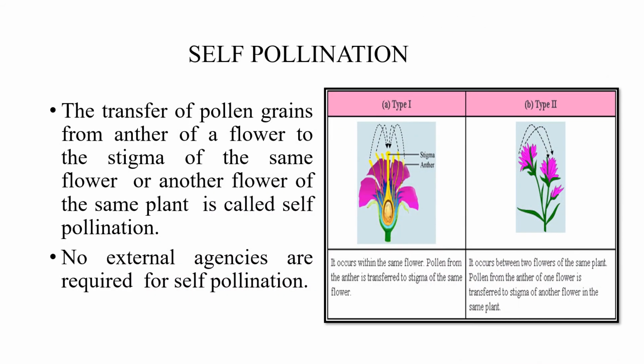Self-pollination. The transfer of pollen grains from anther to the stigma of the same flower or another flower of the same plant is called self-pollination. In this diagram you can see the first type of self-pollination: the pollen from the same flower to the stigma of the same flower. Here the pollen from one flower to the stigma of another flower. So both are called self-pollination. Here two different flowers, but there in the same flower pollen to the stigma. No external agencies are required for self-pollination.